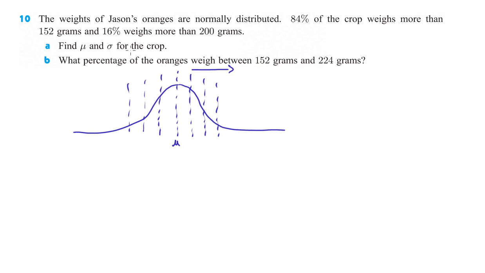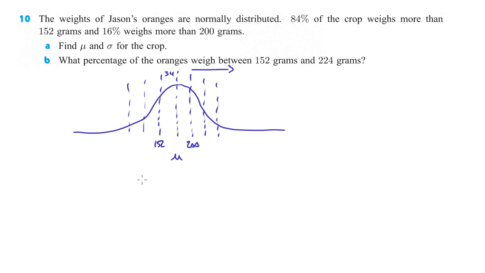Okay, so 16% weighs more than 200 grams. So we know that this number right here has to be 200. I'm going to move this down here a little bit just so we can see everything else a little bit better. Okay. And then 84% of the crop weighs more than 152 grams. So this is 50 plus another 34 right here. This is going to be our 84. So that's going to be 152.